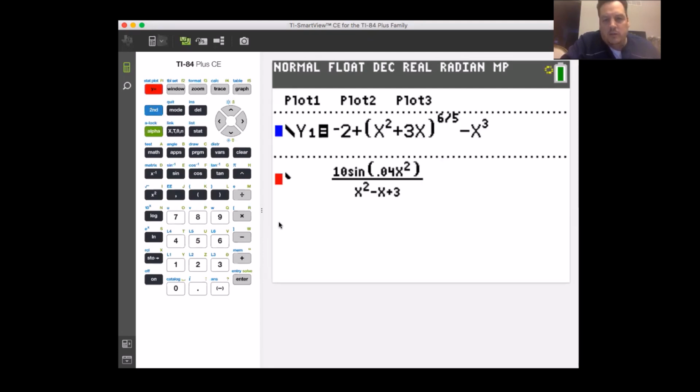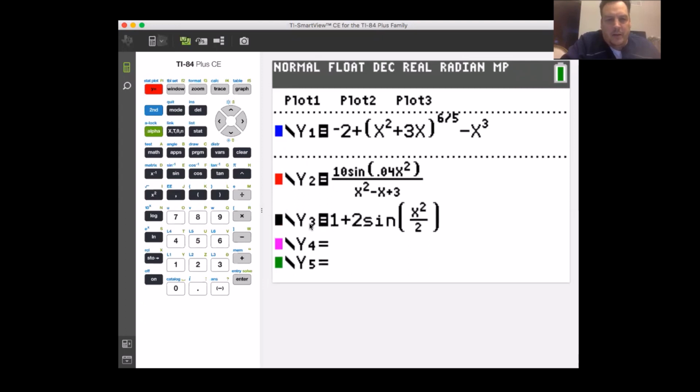So when we go to the y equals screen, I was prepared here, and I went ahead and put this equation into my y3 menu, 1 plus 2 sine of x squared over 2. So mine is in y3. You might see me do some things using y3, but my assumption is you're probably going to have yours in y1. So be careful that you're using the command where you stored your equation, and not just looking at the one that I did.